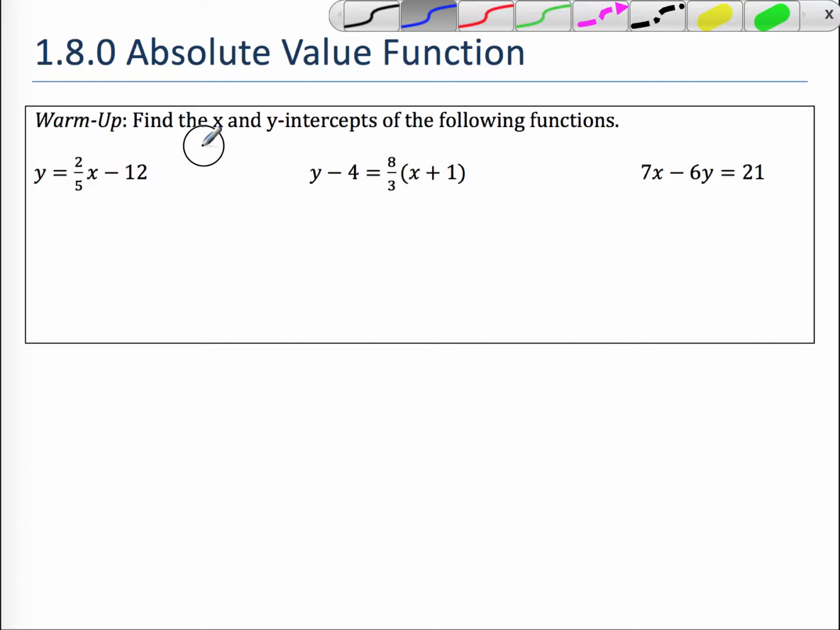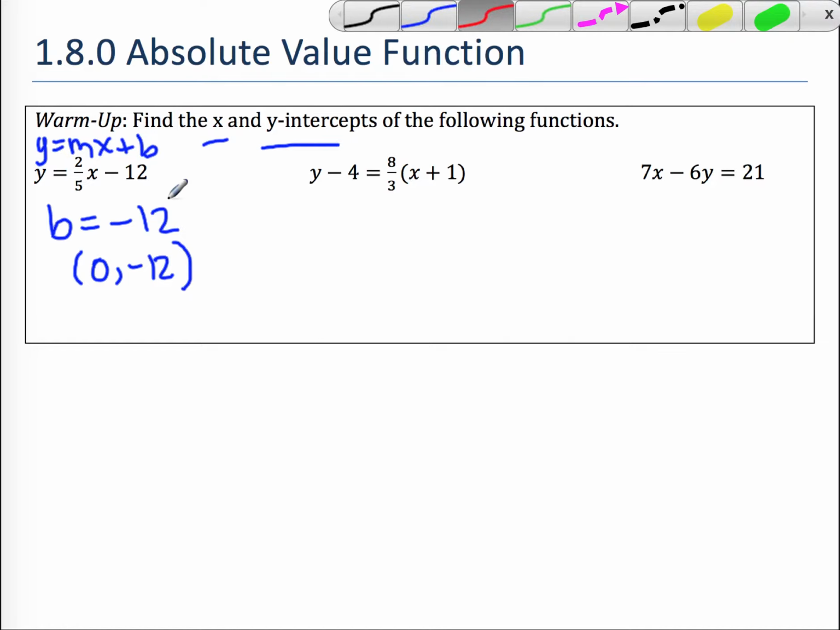So if we're going to find the x and the y-intercepts of the following functions, well, this one is already in slope-intercept form. So y equals mx plus b. Bella, do you know what the y-intercept would be? The y-intercept would be -12, because if x is 0, y would be -12. Yeah. So we could write that coordinate point. I would be okay if you left it as b equals -12, or we could write it as 0, comma, -12.